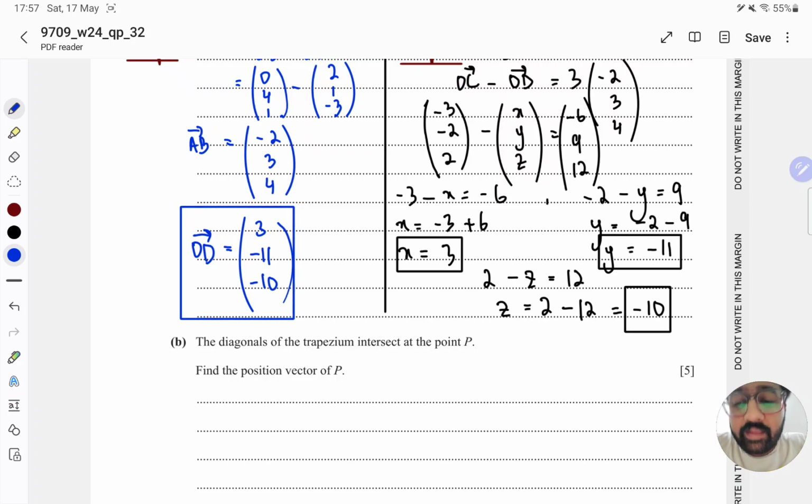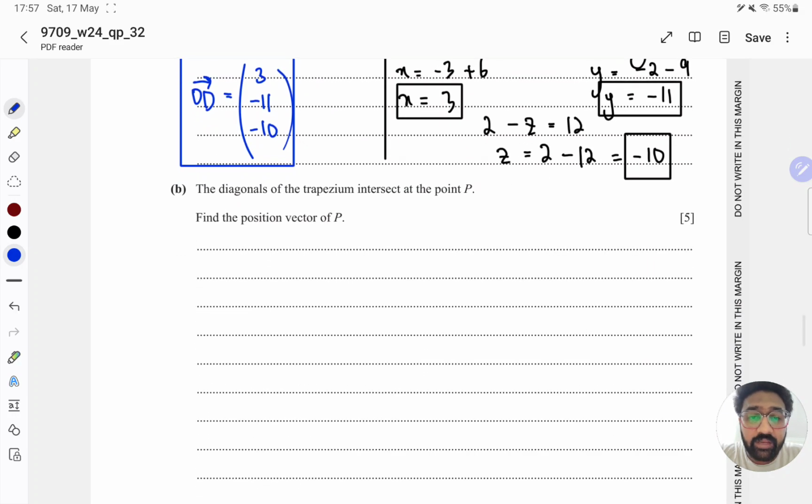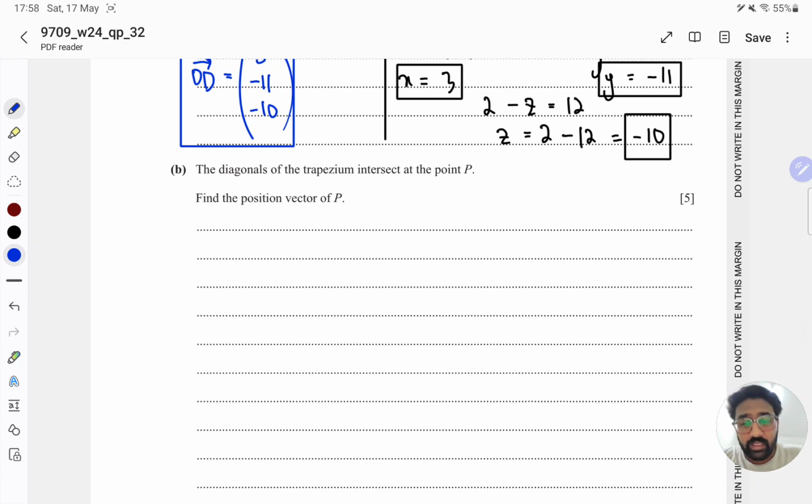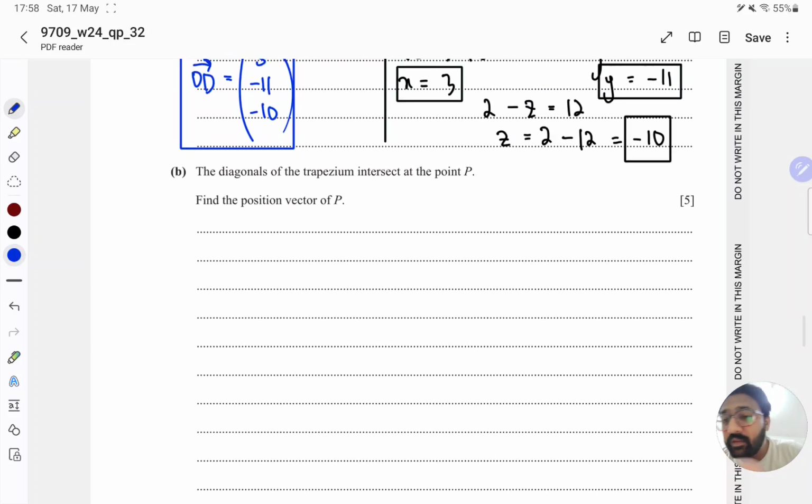Now let's move to the B part. B part says that the diagonals of a trapezium intersect at point P. Find the position vector P. Okay, so this is a lengthy thing. Yes, so let's try to visualize it a bit.